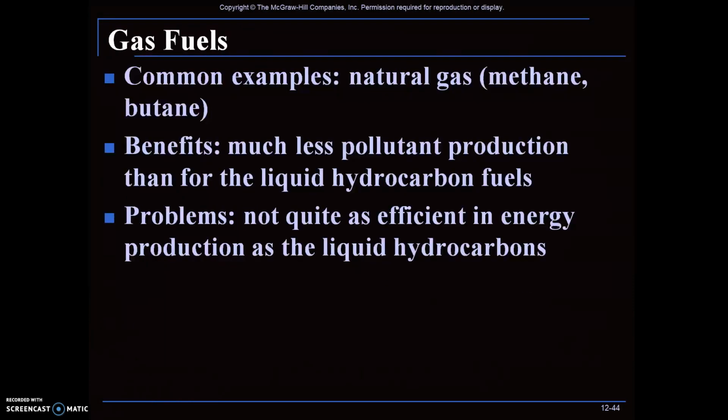Common examples of gas fuels are natural gas, which is methane, and butane. The benefits: these are a little bit better, or cleaner, I should say, with much less pollutant production than the liquid hydrocarbon fuels. The problem is they are not quite as efficient in energy production as the liquid hydrocarbons. Even though they are cleaner energy sources, they are still not as efficient as the other fossil fuels, so these are not quite commonly used as the others.